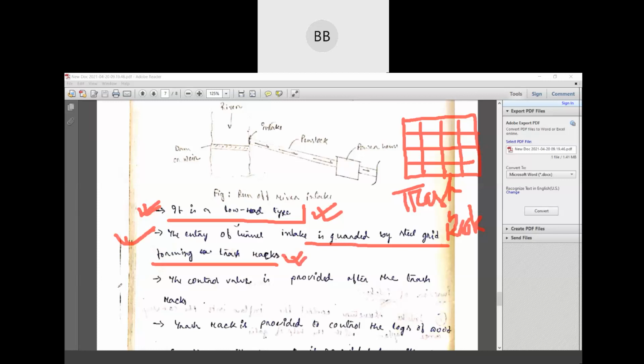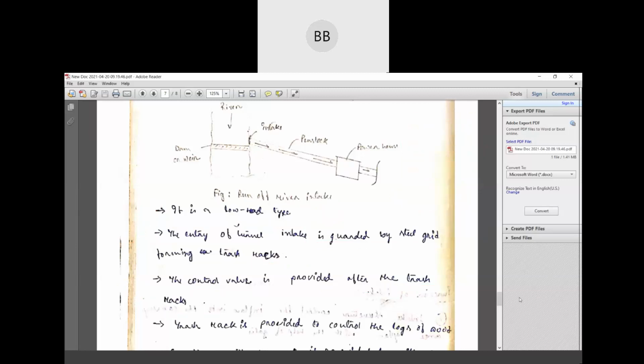Third point, the control valve is provided after the crest rack. Whatever control valve we have, it's after the crest rack. That means first it will screen all the debris and ice cubes, then only we are going to control the inflow. So in this type of intake structure, our control valve is after the crest rack.